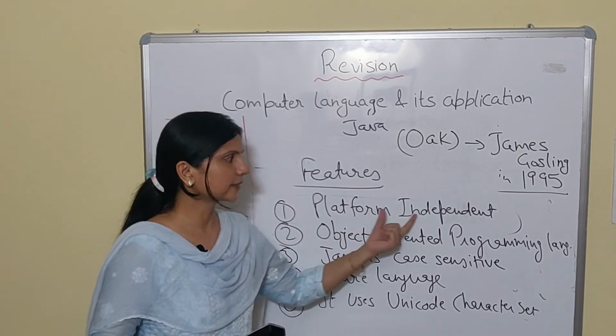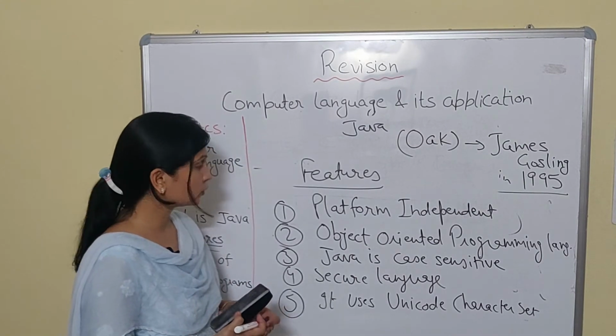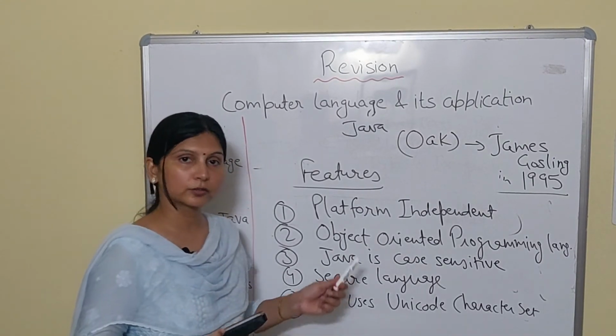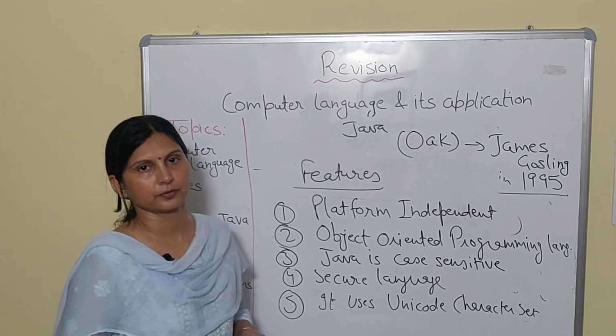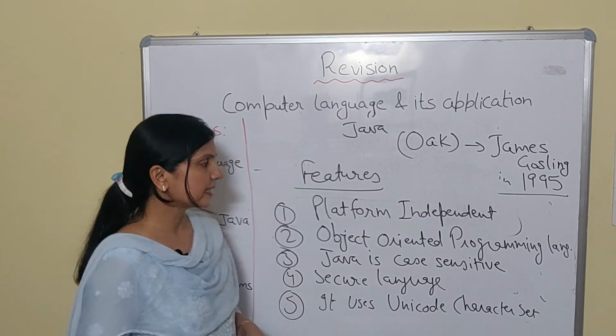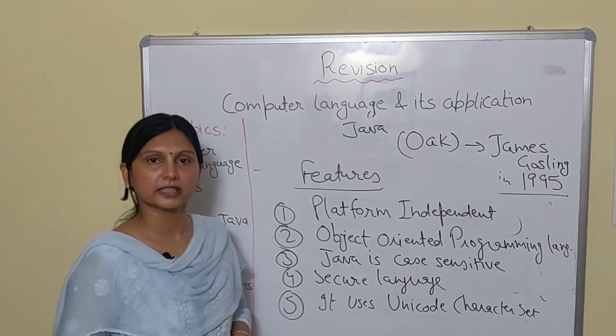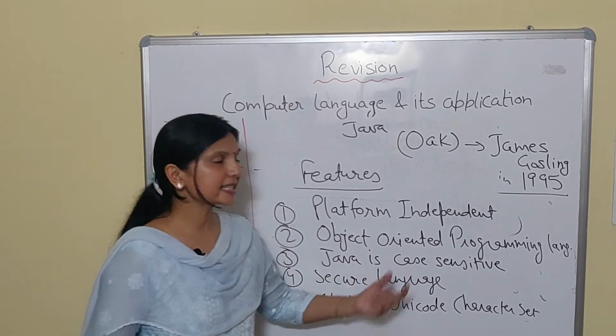It is a platform independent, it is a portable language, because once you write on any platform, you can run on any other machine having any platform. Fine. So this is the main feature of Java. Now the second is, it's an object oriented programming language. Now the third is, Java is case sensitive.